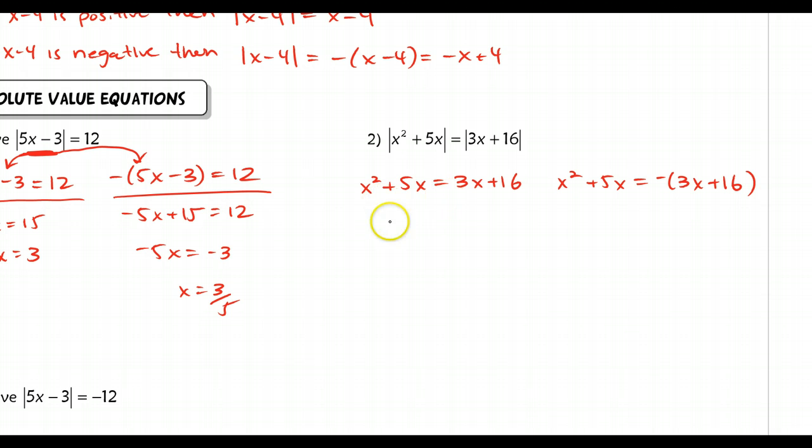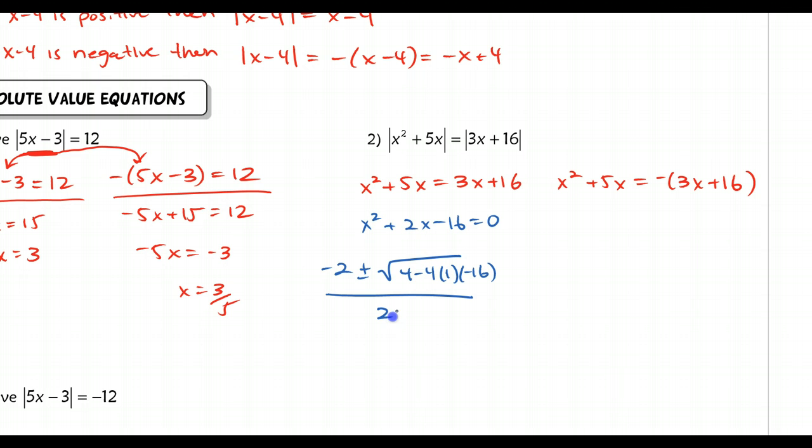So we have now a quadratic that we're going to solve. I'm going to subtract 3x. We have x squared plus 2x minus 16 equals 0. And since this is not factorable, I am going to use the quadratic formula. So I'm going to have negative b plus or minus the square root of b squared minus 4 times a times c, all over 2a.